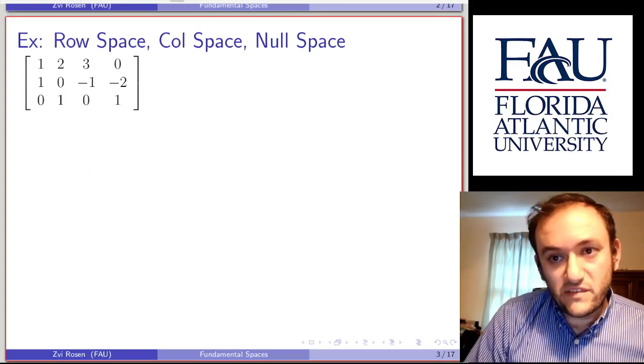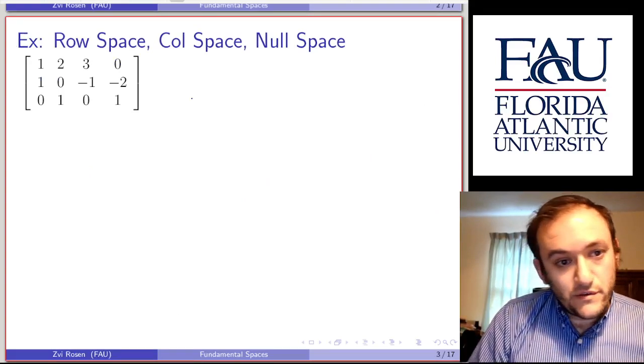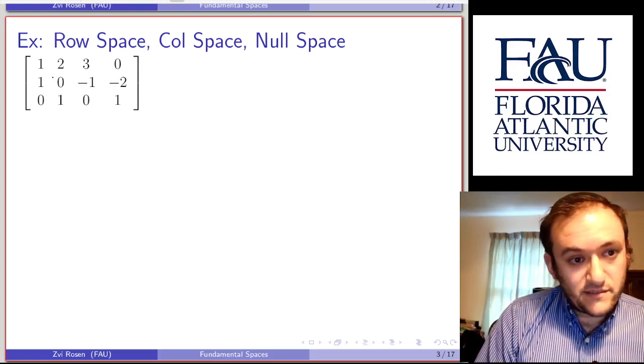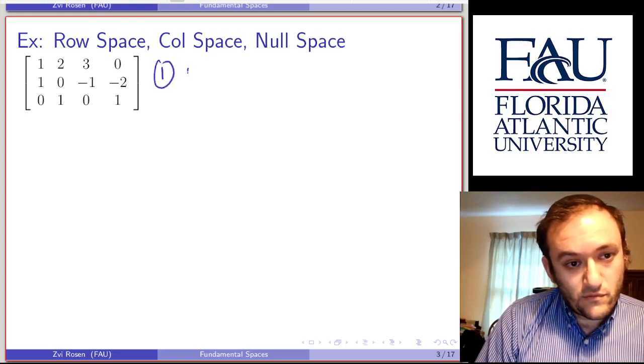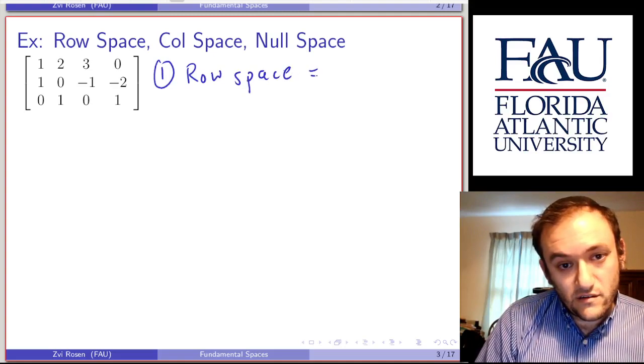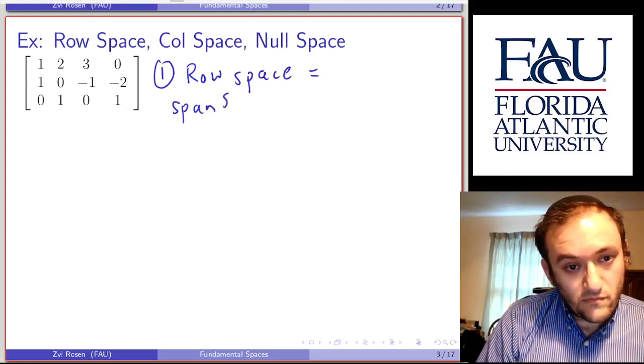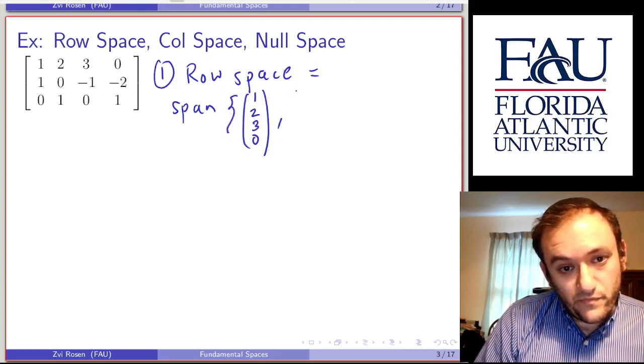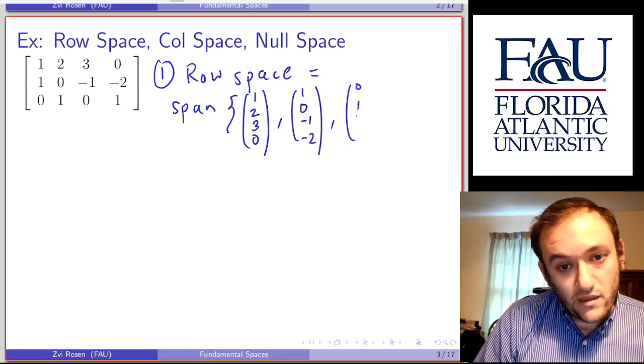So let's look at a specific example of a matrix. We'll start by computing the row space. If this is our A, the row space will be spanned by the vectors (1, 2, 3, 0), (1, 0, -1, -2), and (0, 1, 0, 1).